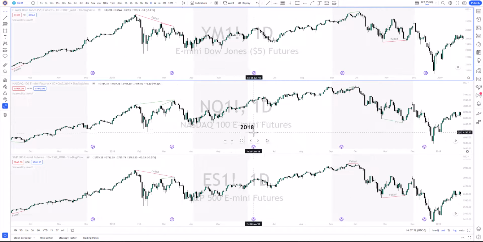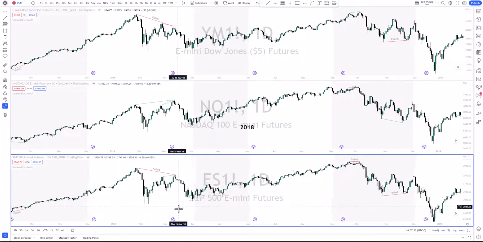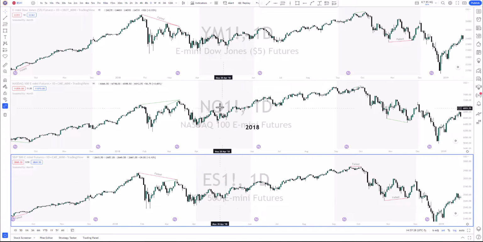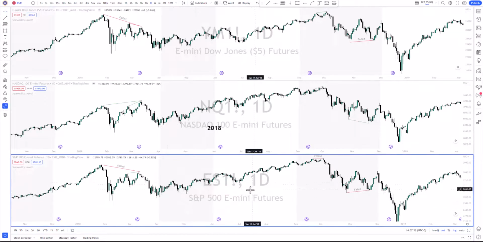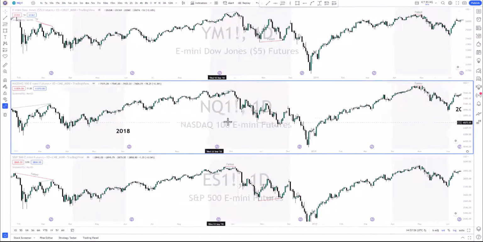And then 2018 in the spring, this is a little bit out of our time frame, so you can see it just kind of grinds up. But you can see we failed to make higher highs in February and March in the Dow, and then failed to make a higher high in March for the ES, but we made the higher high in NASDAQ, and then it goes lower and then just kind of slowly grinds up.